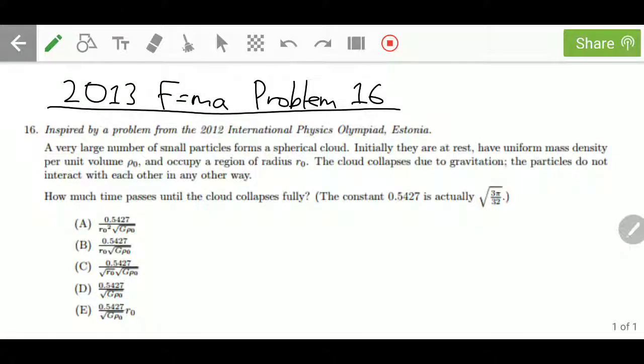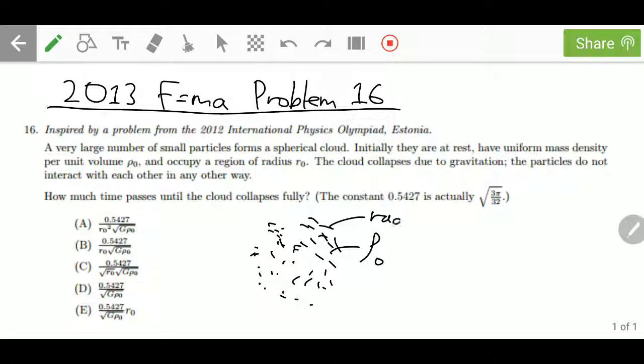Hello. In this video, I'm going to explain problem 16 from the 2013 F equals MA contest. In this problem, we have a very large number of small particles in a spherical cloud. Initially, they are at rest, and we are given that it has uniform mass density rho naught and occupies a region of radius r naught.